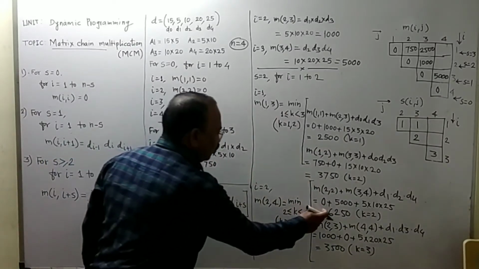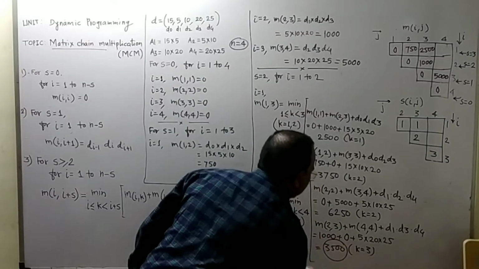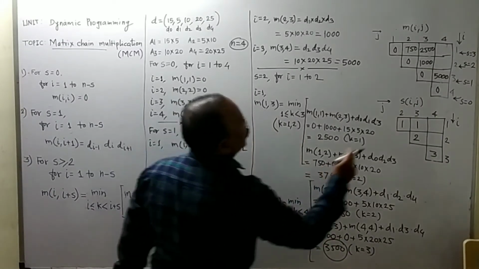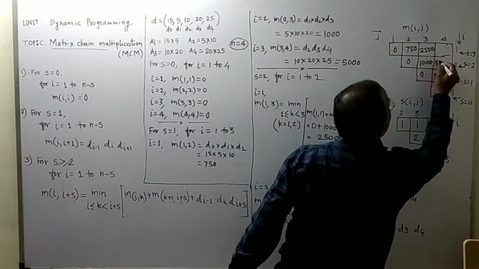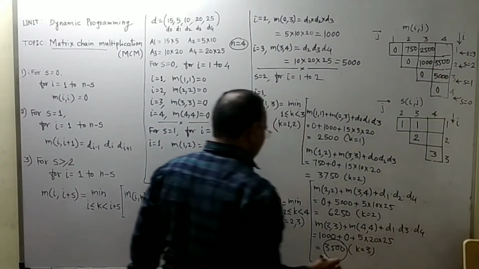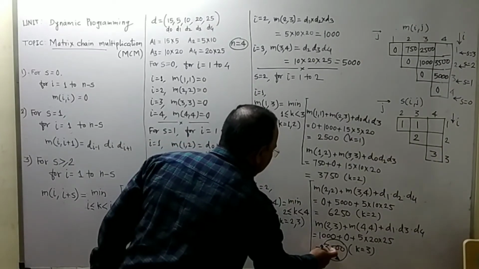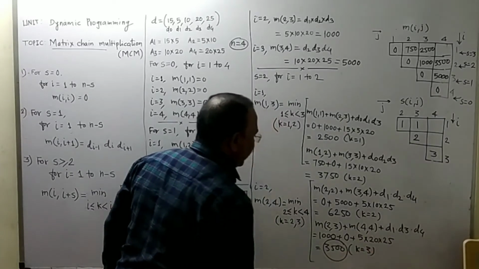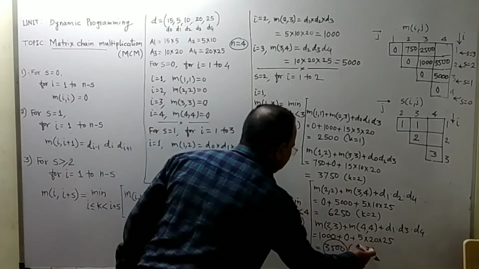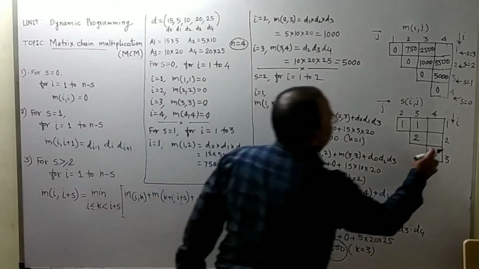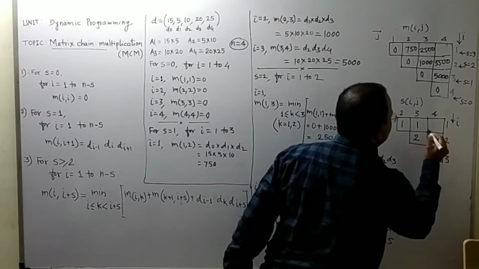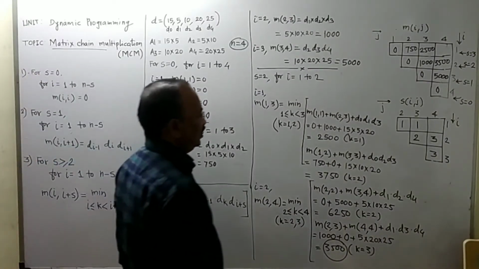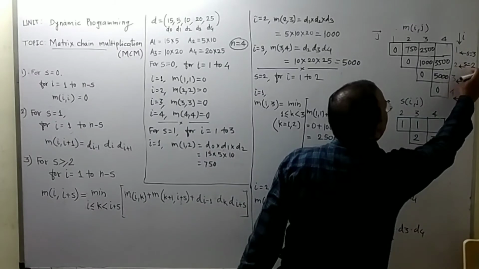And out of these two values, minimum is 3500. So write 3500 at 2,4. The 2,4 value will be 3500, and we have got this value at k is equal to 3. In the S table, put k is equal to 3 at the 2,4 position. In this way we have completed S is equal to 2.